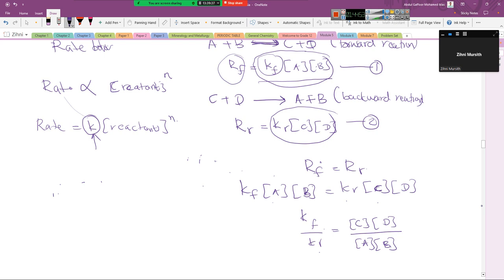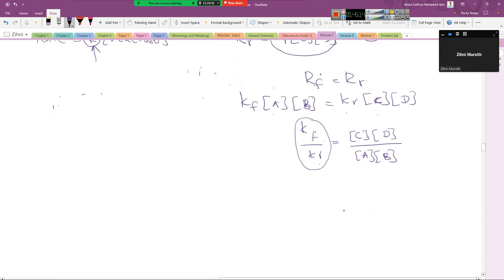Right. So now you see this Kf is a constant, and Kr is also a constant. Constant means it is a fixed value, right? So we are going to assign a value for this constant as Kc. Kc is equal to concentration of C into concentration of D divided by concentration of A into concentration of B, right? So this Kc is called the equilibrium constant. Have you understood this?